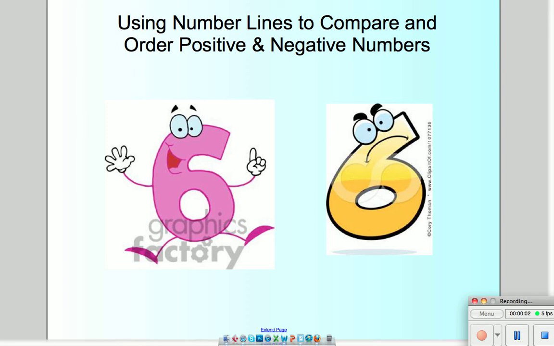Alright, today we are going to learn how to use number lines in order to compare and order positive numbers and negative numbers.